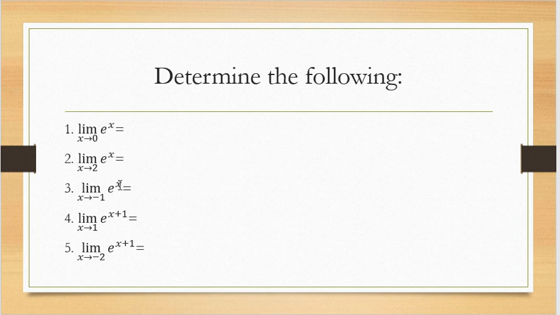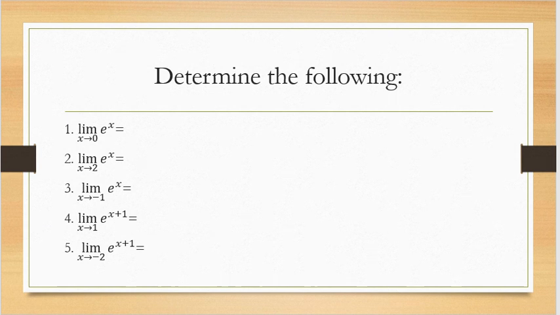The limit of e to the x as x goes to negative 1. That is e to the power of negative 1. By direct substitution, that is 1 over e. The limit of e to the x plus 1 as x goes to 1 is e squared. And we've got the limit of e to the x plus 1 as x goes to negative 2. So negative 2 plus 1, that is e to the negative 1, or 1 over e. That is the value.